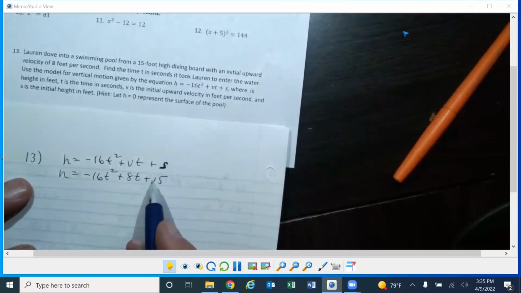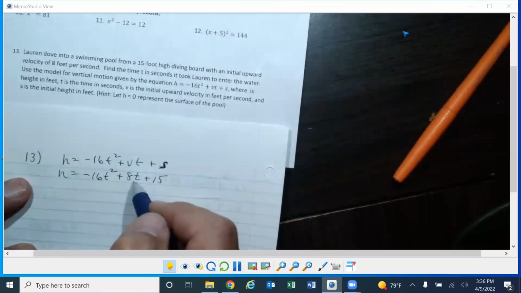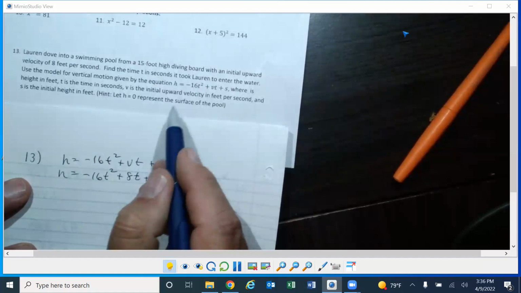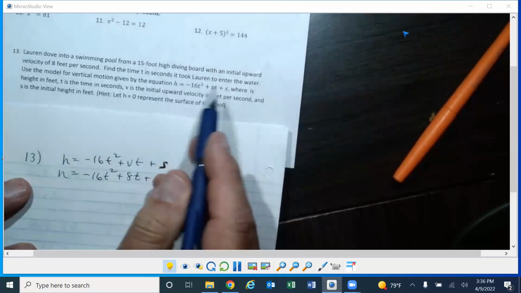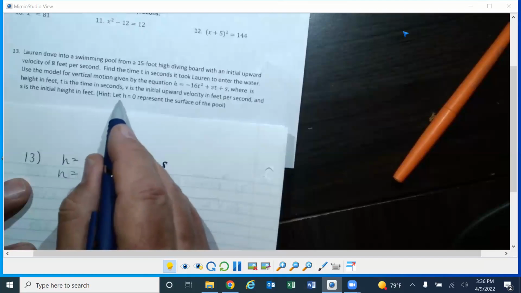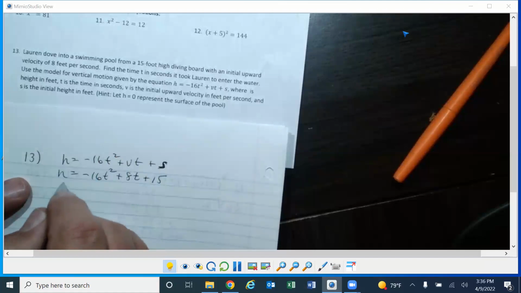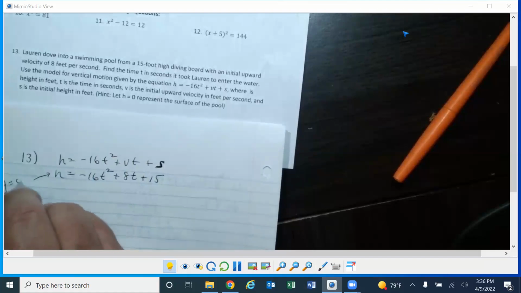All right, so here we go. It's asking us to find the time. So they want us to find t, okay? Find t in seconds and look to see when Lauren enters the water. So we want the height. Look, it says here, let h represent 0 for the surface of water. So we want this to equal 0, okay? Remember, this is really like the y, so we want y to equal 0.